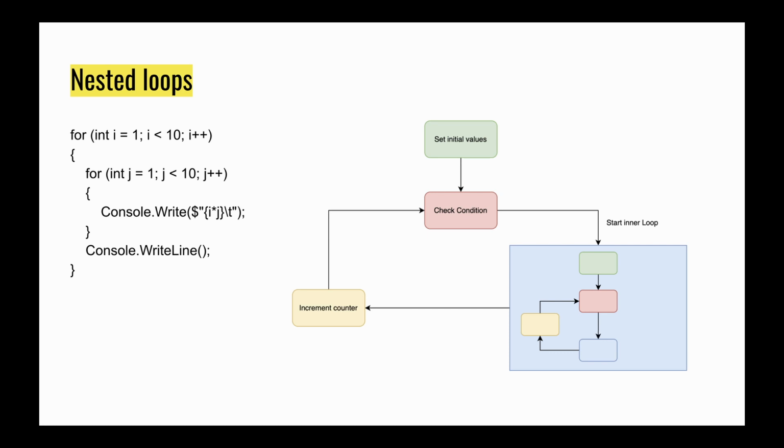Nested loops. Some cycles can be nested within others, like in this example. In this case, the for loop is executed 9 times, that is, it has 9 iterations. But within each iteration, a nested loop is executed 9 times.